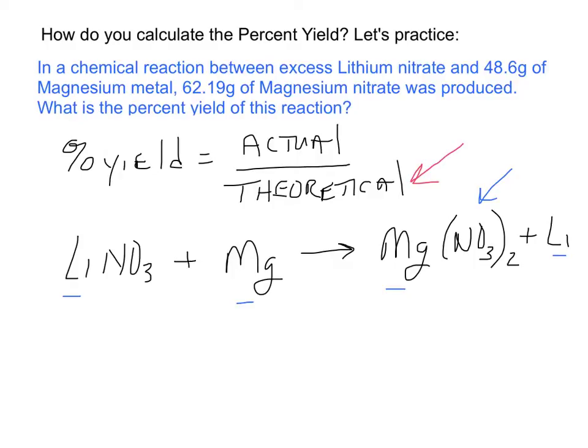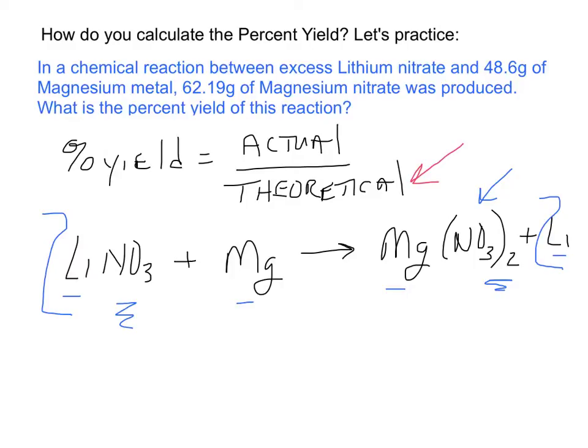So I now have to put a big 2 in front of my lithium nitrate. So now my nitrates are balanced, 2 nitrates on this side, 2 nitrates on this side, but now I have 2 lithiums and I only have 1. So I have to come back over here and put a big 2 in front of this lithium. Now I've got 2 lithiums, 2 lithiums, 2 nitrates, 2 nitrates, 1 magnesium, 1 magnesium. So now that I have my balanced chemical equation, we can start to solve this problem.